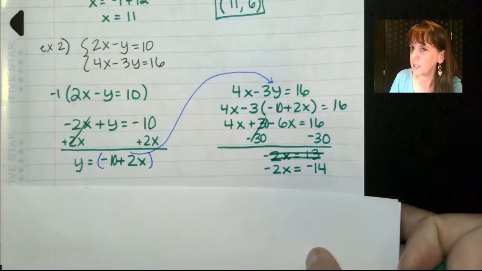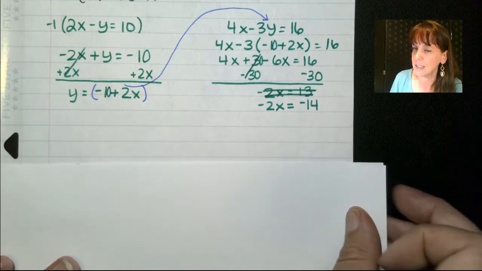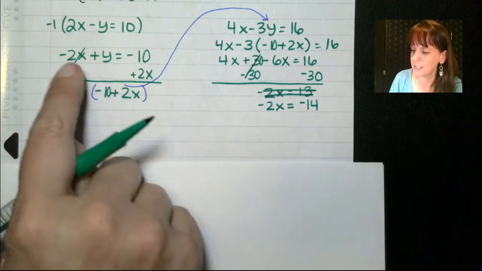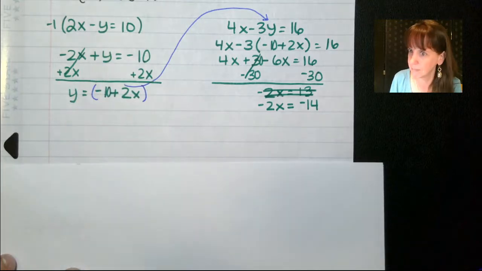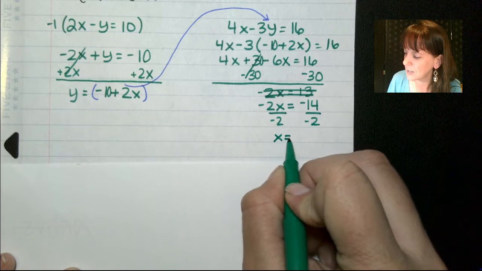And typically you're not supposed to get fractions in these. So if you do, you've probably made a mistake. And that mistake is I just totally didn't multiply negative 1 times 10 properly. Okay, so divide by negative 2, divide by negative 2, x equals 7.